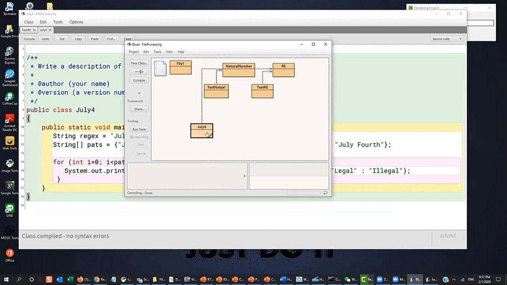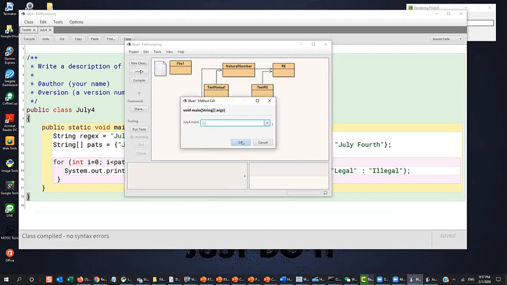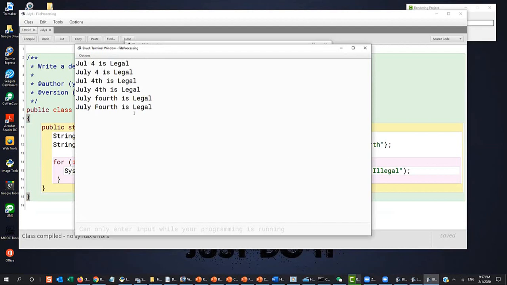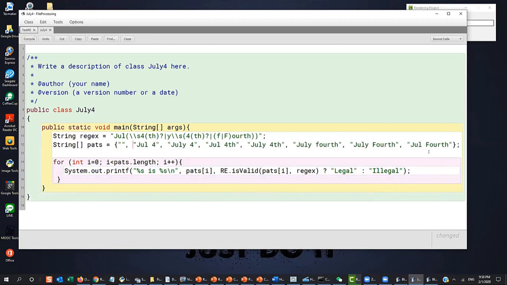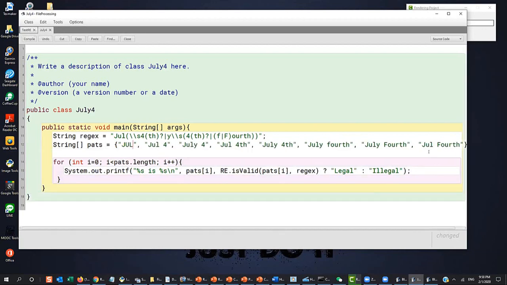Okay, let's compile and run. Yeah, these are all legal. Let's try some illegal one. So let's try J-U-L and 4, right? This one actually is illegal, right? But it's actually a confusing one, right? We can try here, we try in front of it, let's try July. Let's do capital July 4th. Okay, let's try these two, okay?